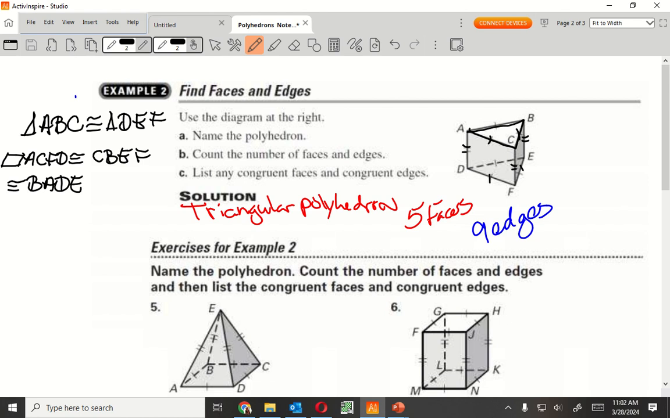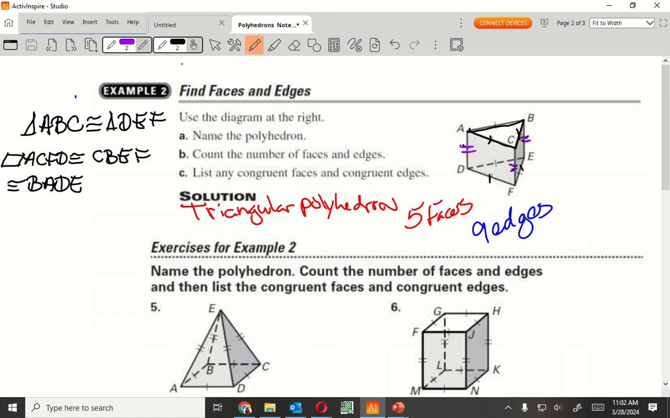And now the congruent edges. There's a lot of edges here that are going to be congruent. Now I'm going to change to a different color here. So all the ones that have the double tick marks are going to be congruent to each other, because that's what the symbol means.